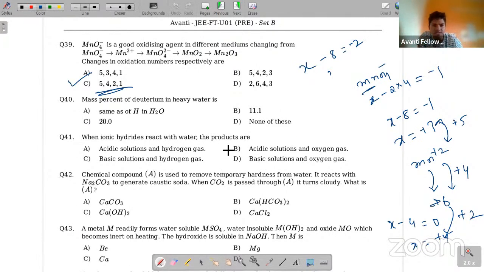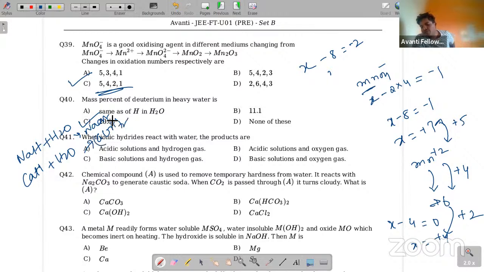When ionic hydrides react with water, the products are very simple. What are ionic hydrides? Tell me. Best example, metallic hydrides like sodium hydride, calcium hydride. If they are reacting with H2O, what are they going to form? They are going to form a base. From here you get NaOH, from here Ca(OH)2. So they are going to form a basic compound.